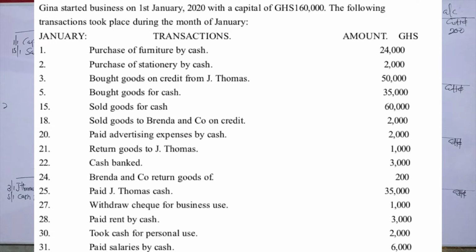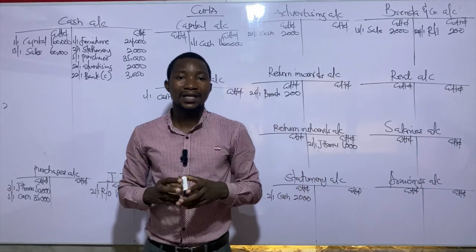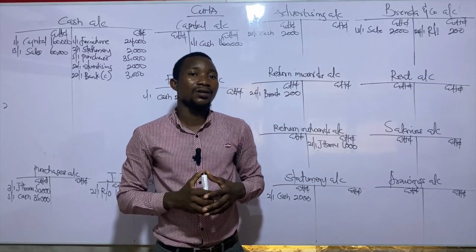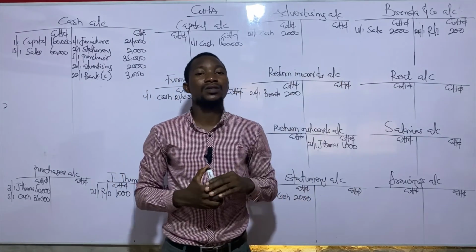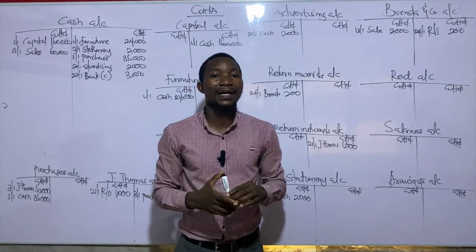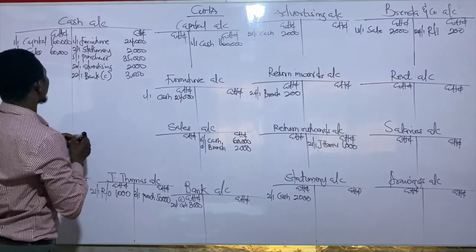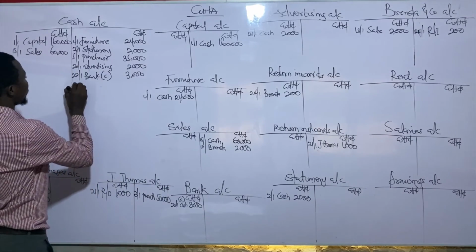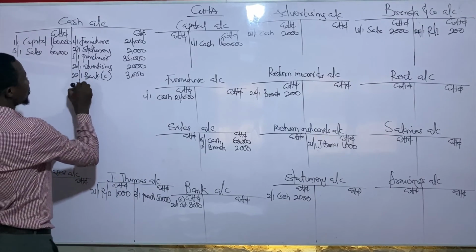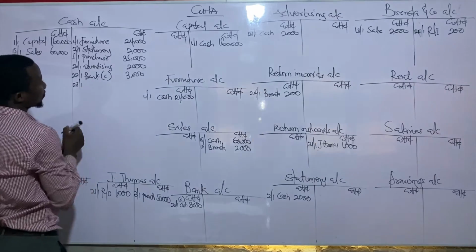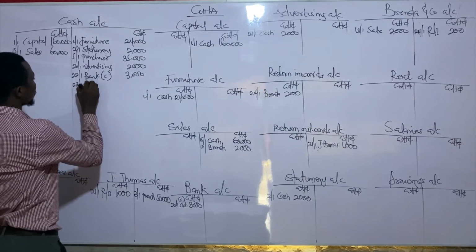From 24th, we move to 25th. Paid J. Thomas cash 35,000. We've paid J. Thomas cash of 35,000. So the business is paying out an amount. So with the rule of real account, we credit what goes out. So we come to cash account. That was on the 25th of January. We paid J. Thomas.